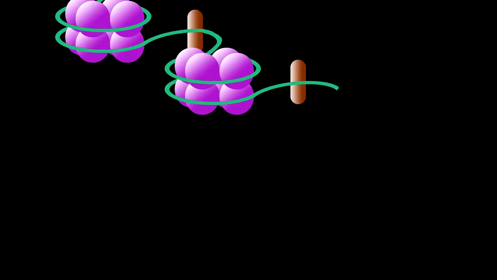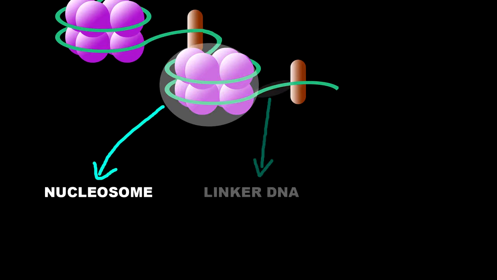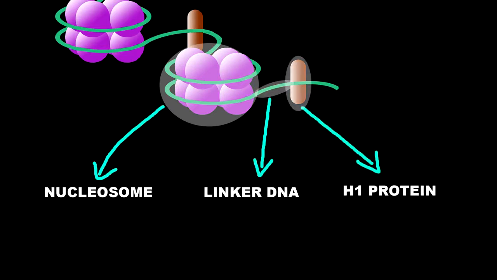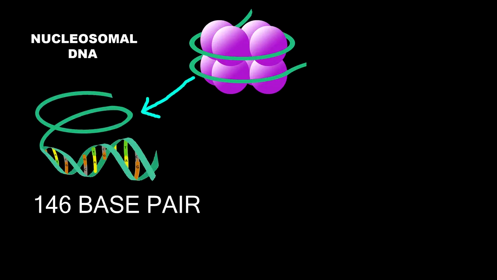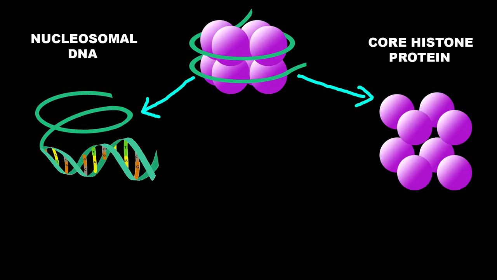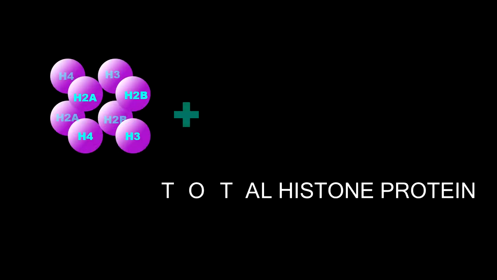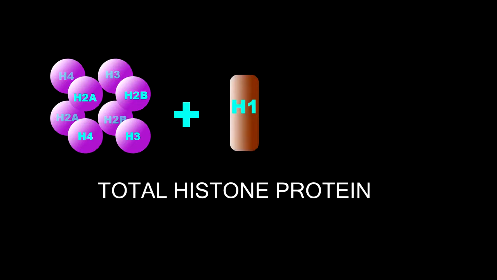Now what is the nucleosome solenoid model? In this model, you can see the chromatosome, which consists of three parts: the nucleosome, the linker DNA, and histone 1 protein. The nucleosome consists of two parts: nucleosomal DNA, which consists of 146 base pairs, and core histone protein, which consists of four types of histone protein: H2A, H2B, H3, and H4. The total number of histone proteins is 8. And in a chromosome, the total number of histone proteins is 9 with the added H1 protein. So the total number of nitrogen bases in a chromosome is 200.